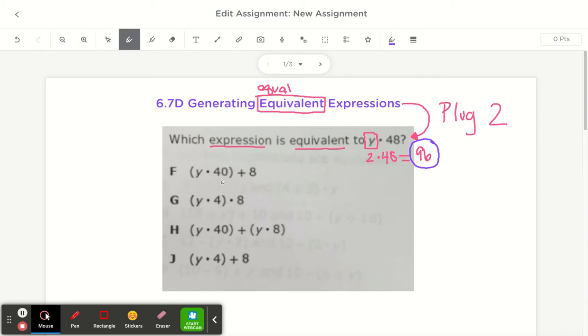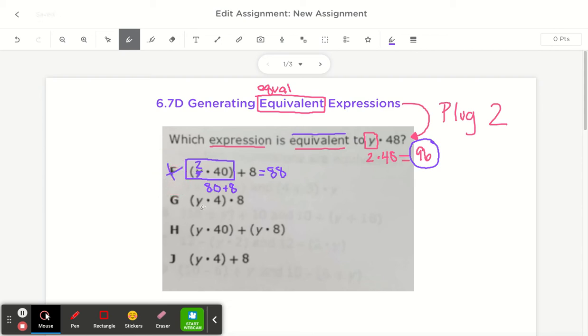Now my second step, we're going to come down to each answer choice and we're going to plug in 2 wherever we see that y, and we're going to solve each answer choice. So instead of y, I'm going to put 2. Now I have to use my order of operation rules to solve this. Order of operation says I have to do parentheses first. So 2 times 40 is 80, and then I can add. So 80 plus 8 is 88. Well, that is not the same as 96. I am looking for the one that is equal, equivalent. That's not going to be my answer.